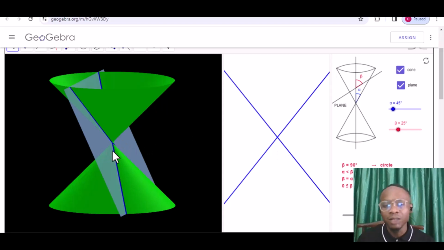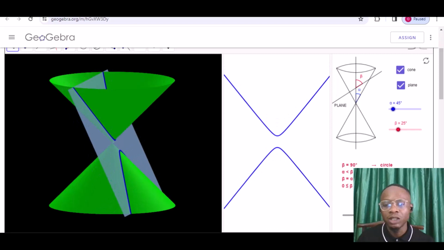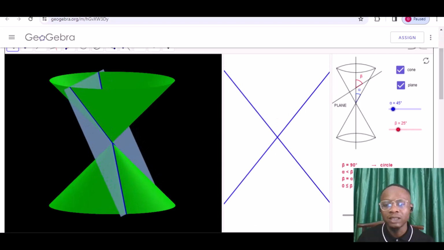Degeneracy is when the plane is at the center. So we can see that when we move forward and backward it is going to form a hyperbola, then we see what is going to happen when it's at the center. It's going to form two intersecting straight lines. So that is a degenerate hyperbola.